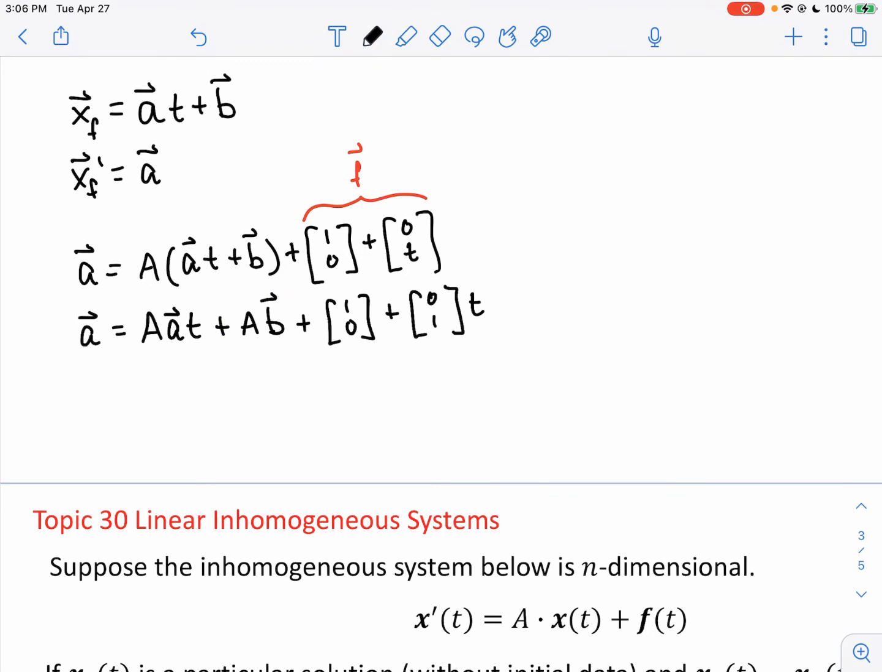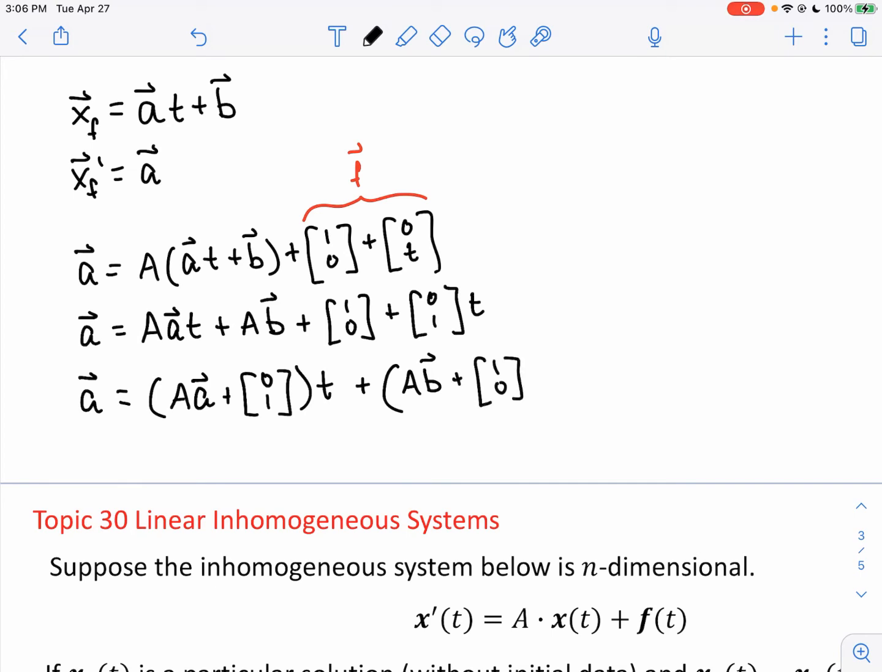So we have vector x is equal to, and the t terms gathered together, and factor the t out. We have matrix A times vector a plus, and then we have this 0, 1. And all of that was times t. So I gathered this term and this term together and factored the scalar t out. And then we have plus, and I'll use parentheses even though they're not needed. The other components are matrix A times vector b plus this 1, 0 vector.